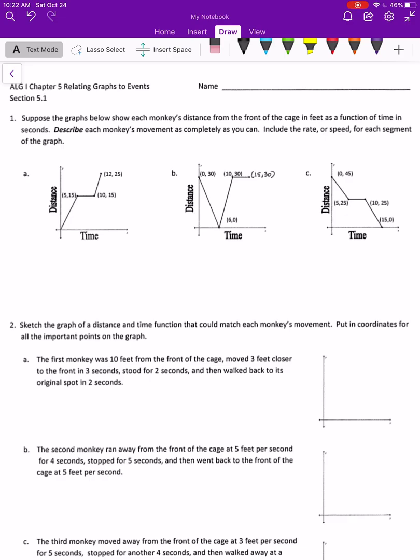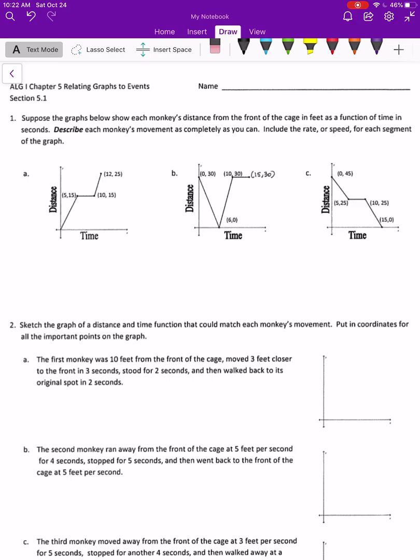So we are still doing relating graphs to events, and we're still working with section 1.5, looking at graphs and making situations from them. And I think they're so much fun. But what we're going to do now is we're going to even get more specific. Everything we've talked about so far has been very general, in general terms. You know, it's kind of like, that looks to be about like this. But now we're going to make it a little more specific.